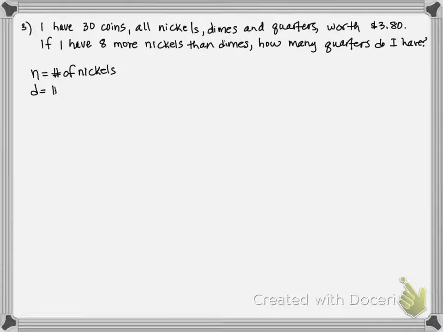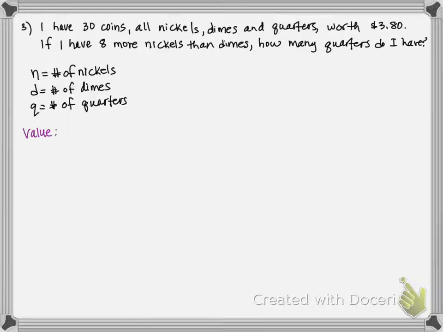D is going to be the number of dimes, and Q is going to be the number of quarters. Now I am going to break this into how much and how many. Let's start with how much, since we've done that before. We're going to deal with value, sorry. How much value. Okay, I can do this.